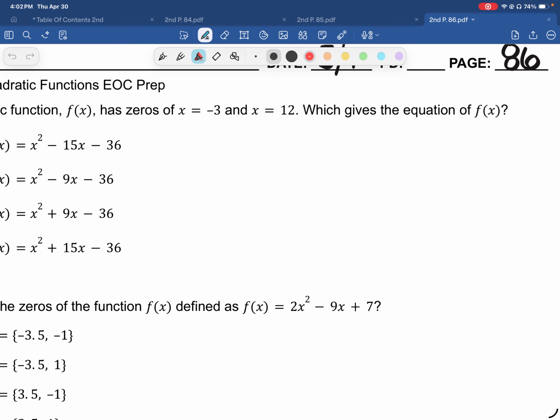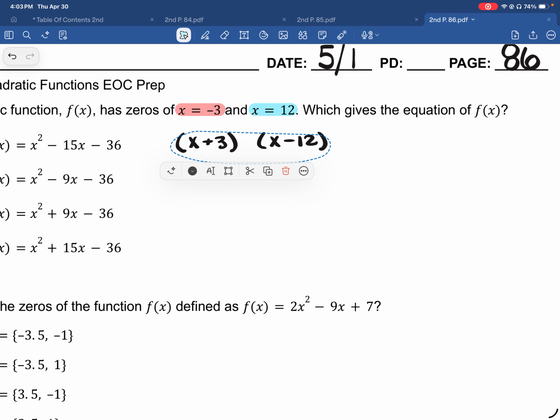This is asking us to kind of think backwards here. If we have a 0 of x equals -3, then we must have had a factor of x plus 3. We're going to switch the sign back to go to the parentheses. And then if we had a 0 of x equals 12, we must have had a factor of x minus 12.